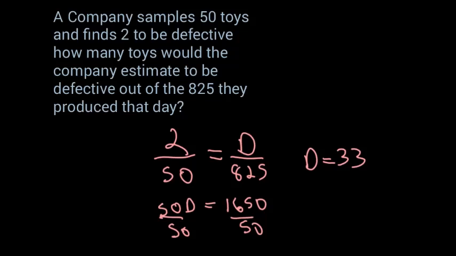So the company can assume that 33 of their toys aren't going to work properly, which means they're probably going to get returned. So that's how companies determine how much to sell their product for, knowing that a certain number of their product is going to return and they're not going to make money off of it. So that's how you use samples to find populations, or to find, in this case, the population of defective toys.